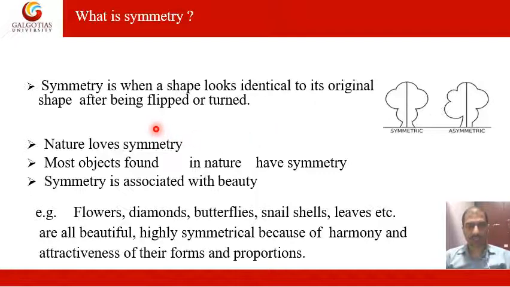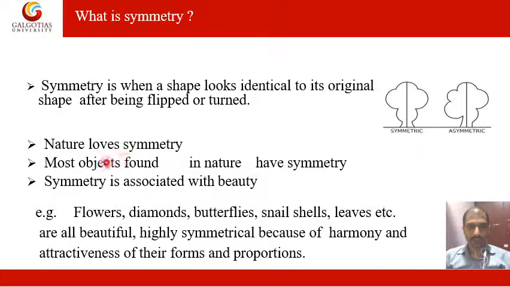Before we learn what symmetry is: symmetry is when a shape looks identical to its original shape after being flipped or turned. Here you can see this plant is symmetrical, because once you pass a plane through it, it dissects it into equal halves. But here, if you see, half of the lobe is different from the other, so this is asymmetric.